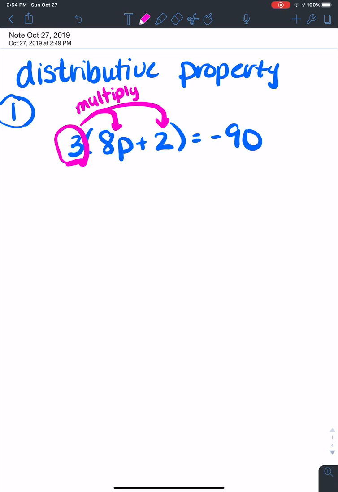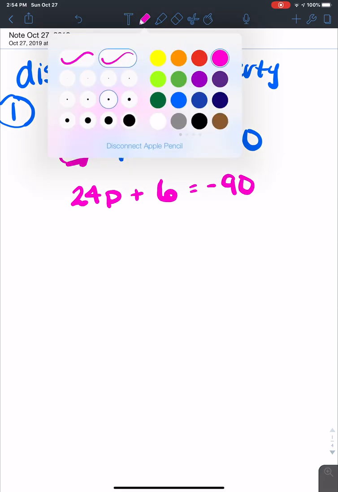when I distribute it. So if I start with the first one, 3 times negative 8, or excuse me, 3 times 8p is 24p. 3 times positive 2 is positive 6 equals negative 90. Now I need to go through and just work to get all of my numbers on one side and my variables on the other.